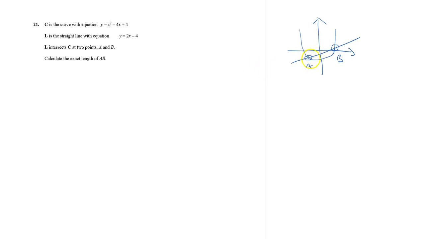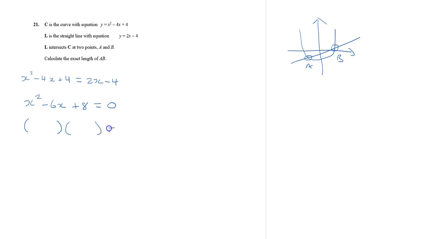Now, the way that we work out where the coordinates are is we equate the two lines together. So we say x squared minus 4x plus 4 is equal to 2x minus 4, because where they're equal to each other is where they intersect. Now, if we set this equal to 0, we'll get x squared minus 6x plus 8 is equal to 0, and then we can solve the quadratic by factorizing.